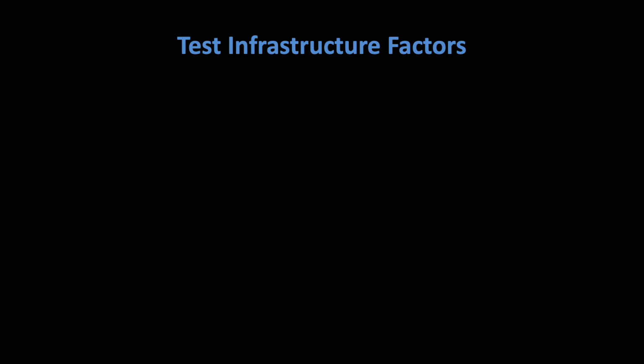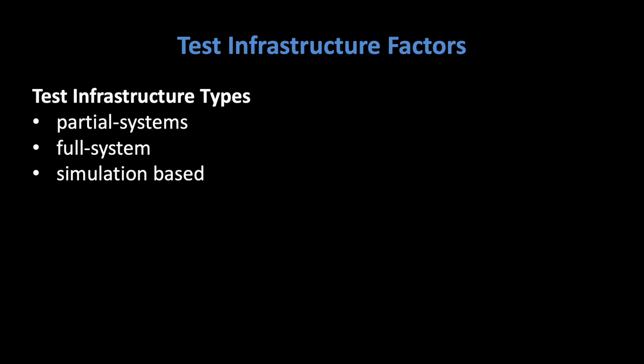And here is an overview of some factors to be considered when it comes to test infrastructure. There are certain types, and on a high level you have partial systems that, as the name suggests, only involve parts of the whole system under test. Then on the other hand, you of course have the full system, where everything is included and which aims to test the customer setup. And there are certain simulation-based setups where you simulate environments or certain components.